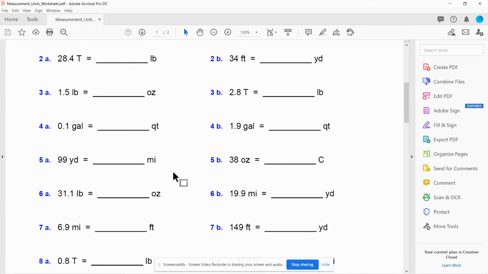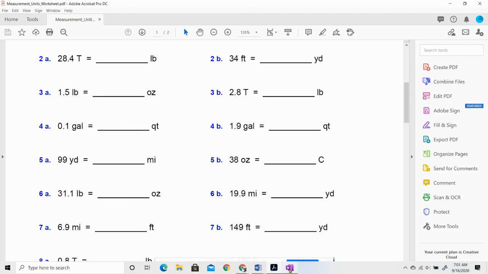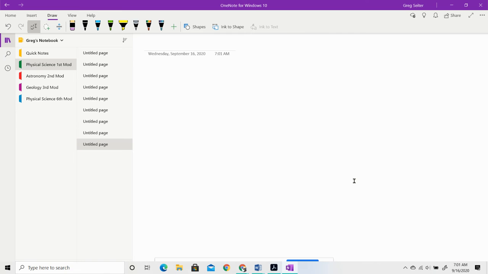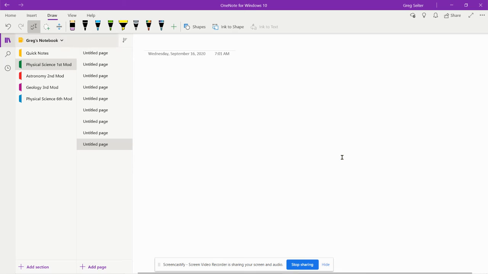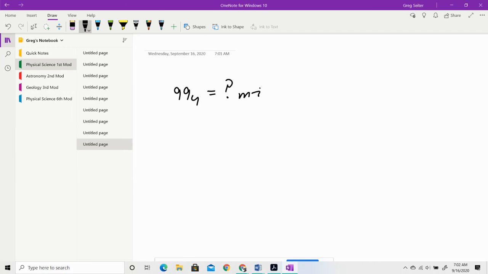99 yards equals how many miles? This one might be a little different. Let's see what our conversions have to say here.